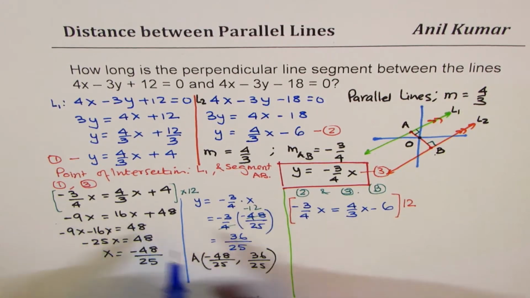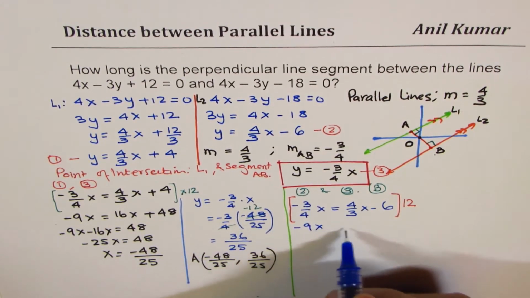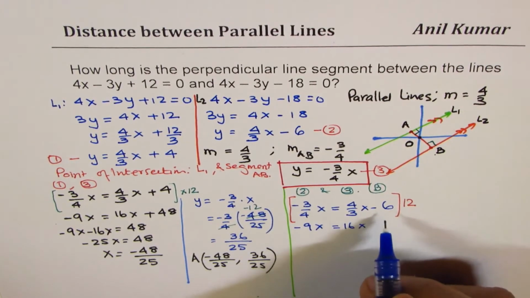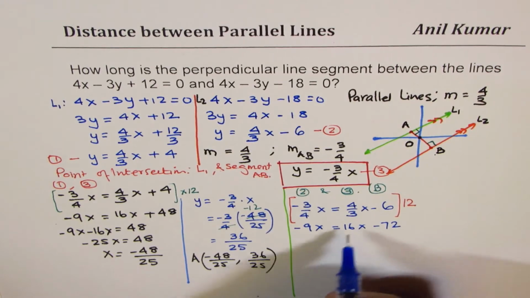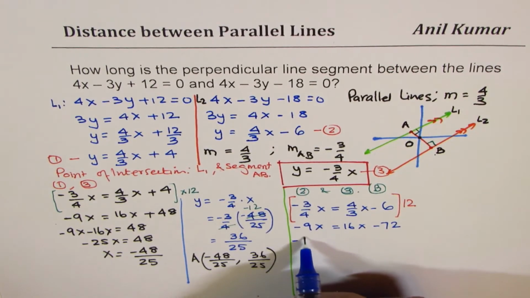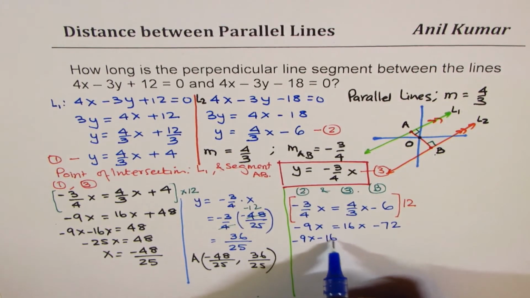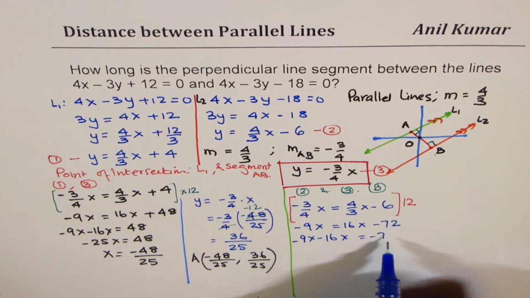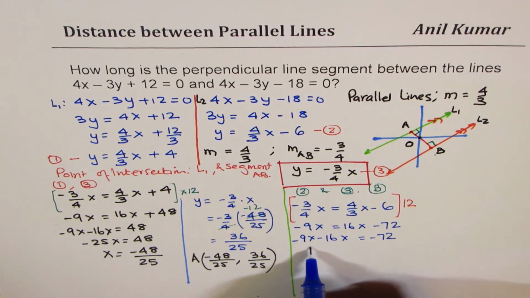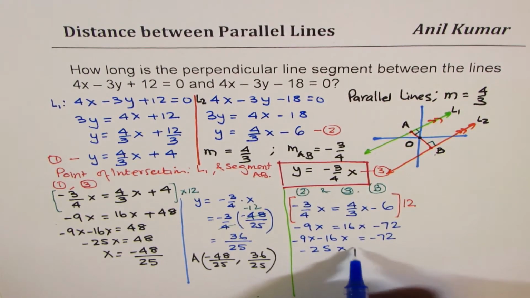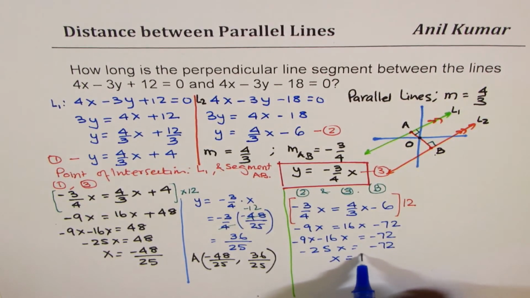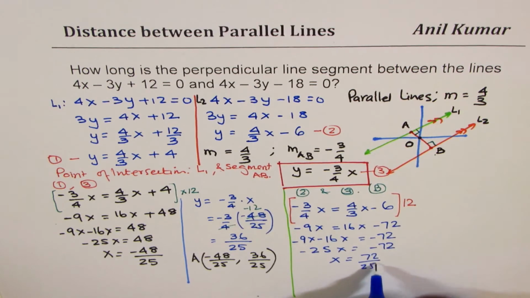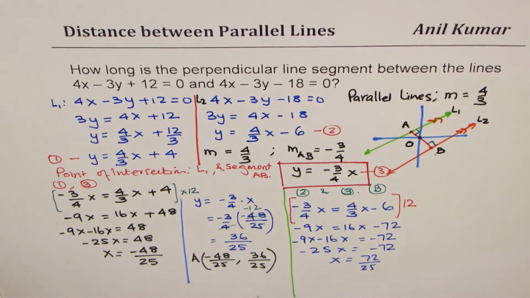We get again the same thing, which is minus 9x equals 16x, 6 times 12 is 72 with a negative sign. Bringing 16 on this side, 9x minus 16x equals minus 72. And that is minus 25x equals minus 72, or x equals 72 by 25, right? Both negatives cancel. So that's the value of x.